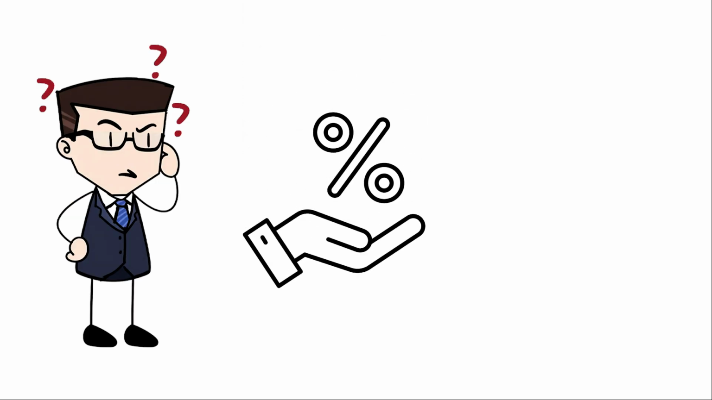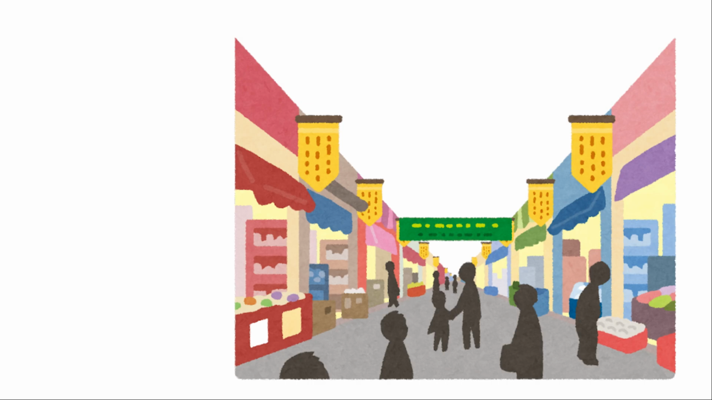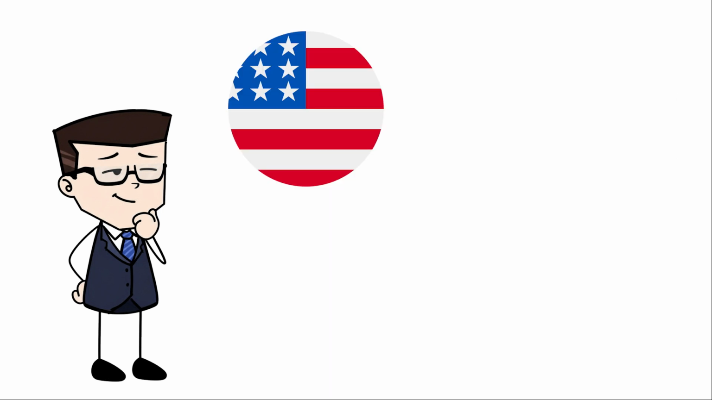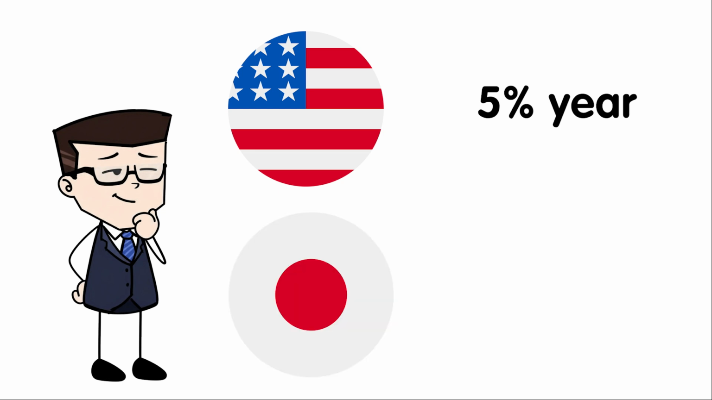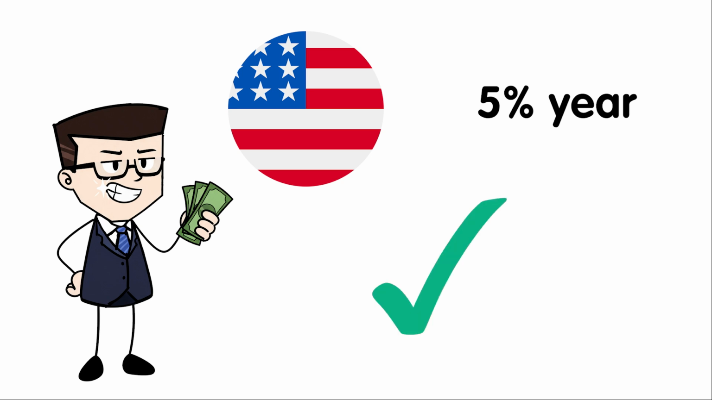So, how do interest rates affect the value of money? The rule is very simple. Just imagine the world is a giant marketplace, and investors are always looking for the place that pays the most money. For example, the US pays an interest rate of 5% a year. Meanwhile, Japan only pays 1% a year. So where will investors put their money? They will definitely invest in the US, right?